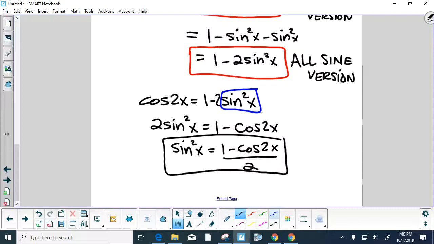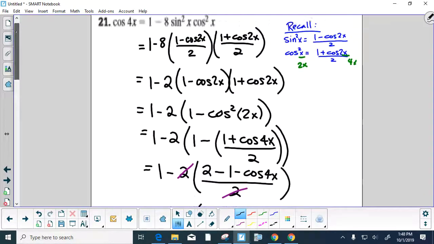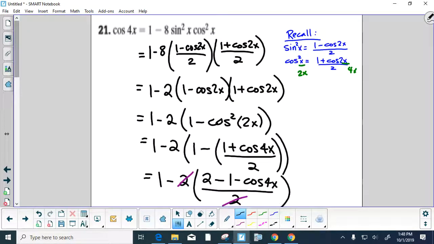Yes. How do you know for the problem to go into power reducing? Okay, because I knew that the only way I was going to get any argument other than x was to use the power reducing formula. So if there's anything with a number in the argument, the power reducing is probably the way to go.